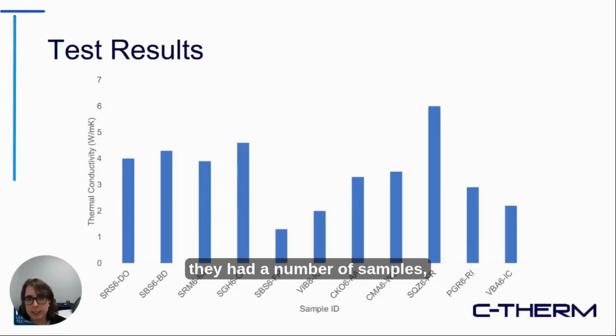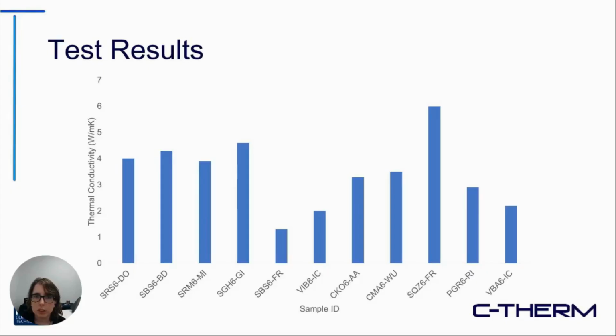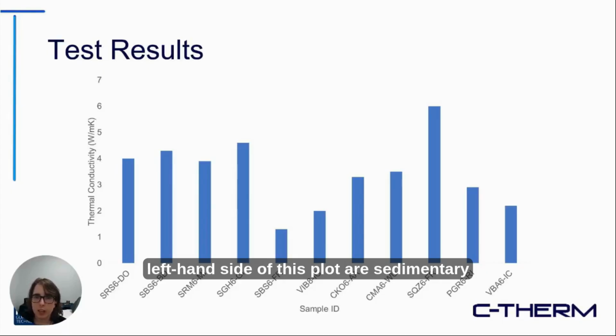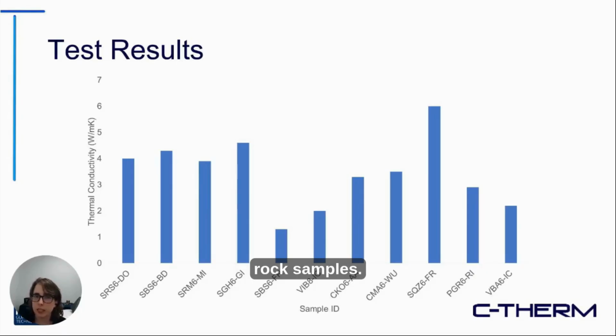So in this case, they had a number of samples which they had tested, a variety of sedimentary rocks from various sedimentary basins. The first 8 or so samples, counting from the left-hand side of this plot, are sedimentary rocks. The third one from the right is a metamorphic rock, and then the remaining 2 are igneous rock samples.